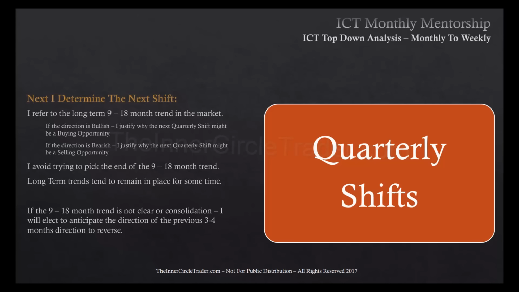Long-term trends tend to remain in place for some time. And if the 9 to 18 month trend is not clear or it's in consolidation, my personal approach is I will elect to anticipate the direction of the previous 3 to 4 months to reverse. So whatever it has done the last 3 to 4 months, if we are in a 9 to 18 month consolidation, or I just don't know what the trend is, if it just doesn't look clear to me, I'm going to anticipate some measure of retracement or reversal for the coming month or two.